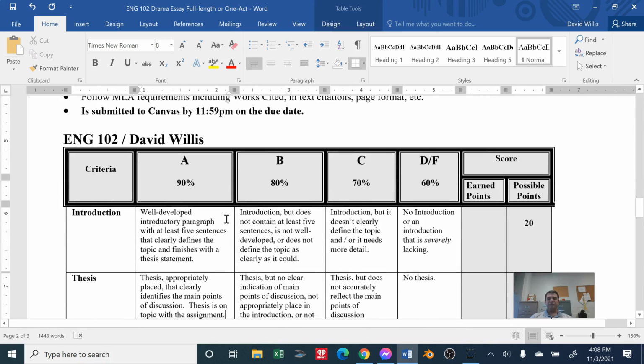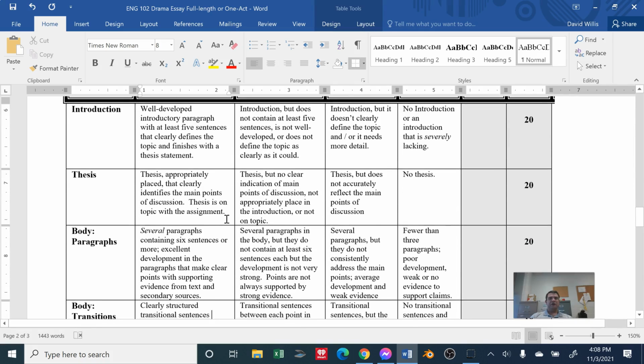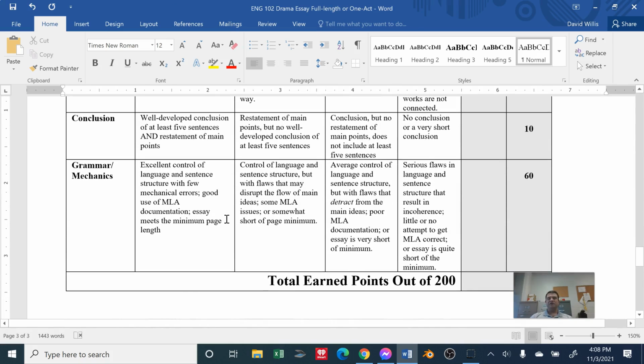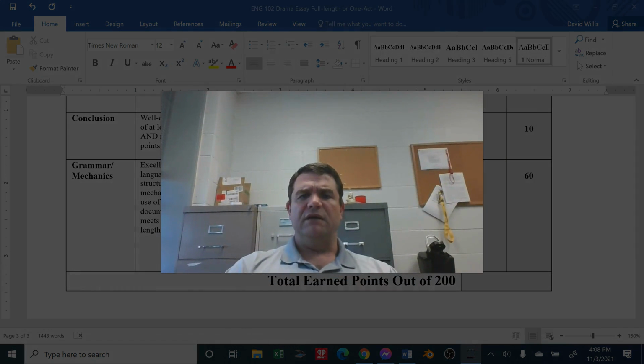All right, and then here's your rubric. It's the same rubric we've used all term. And this is the rubric I'm going to use regardless of whether you pick the one play option or the two play option. Okay, so that's the essay in a nutshell. If you have any questions, of course, send me a message. I'd be happy to answer them.